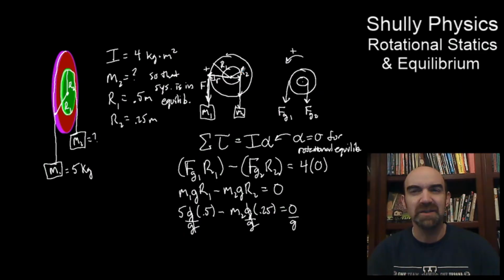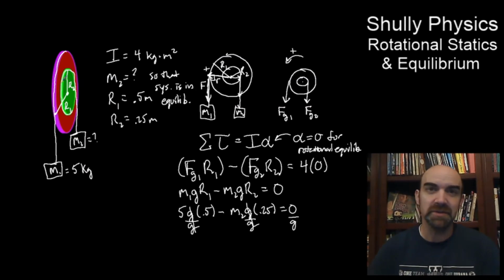Now if we extend this just a little bit further, if we were going into a non-equilibrium spot, let's say the cord on M2 were broken, then we would have a torque causing an angular acceleration to occur. And it would start spinning, we'd have a non-zero acceleration. Let's go into another one.